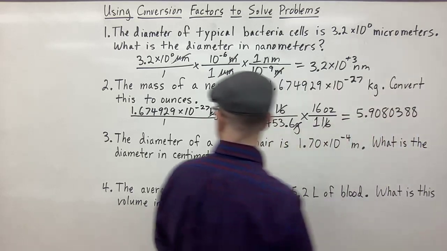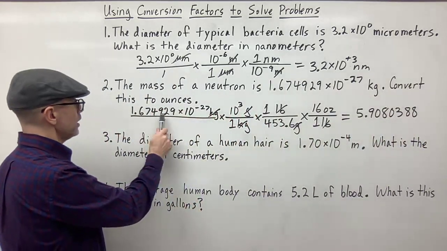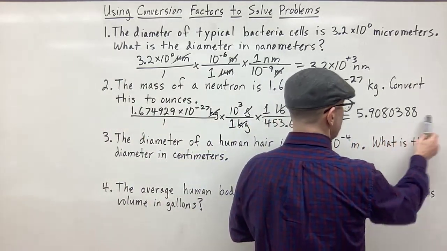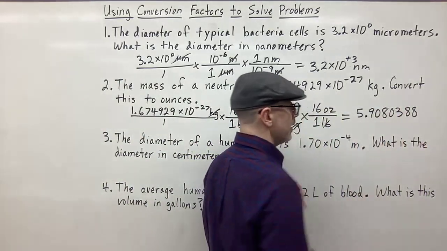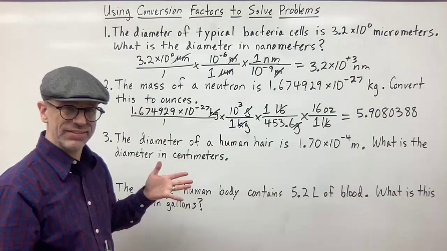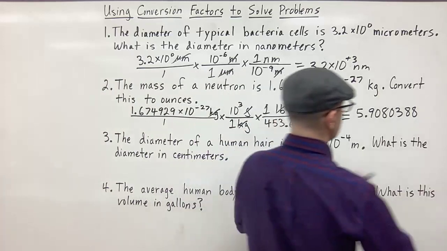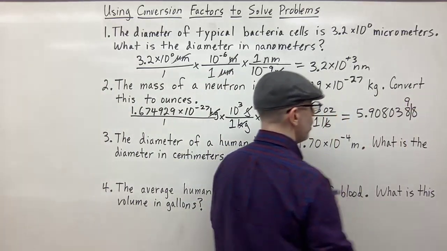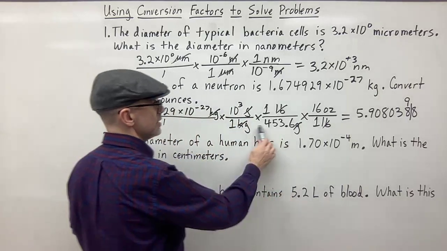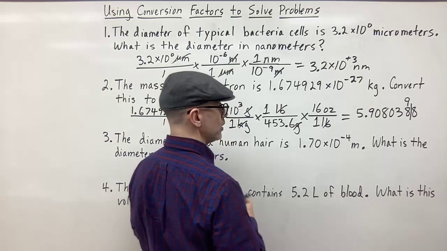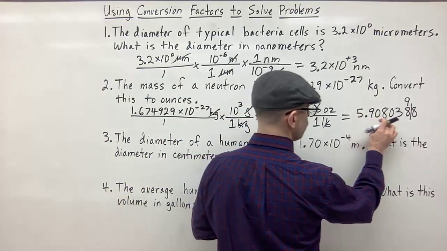0388. Now, here I have 7 sig figs: 1, 2, 3, 4, 5, 6, 7. Here I have 8. Now, if I was going to limit to this 7 sig figs, I would have to drop this last 8 and round this to a 9. But since this is the least number of sig figs, we're going to round it to 4 sig figs. So we have 1, 2, 3, 4.